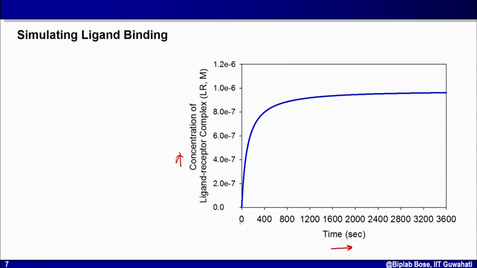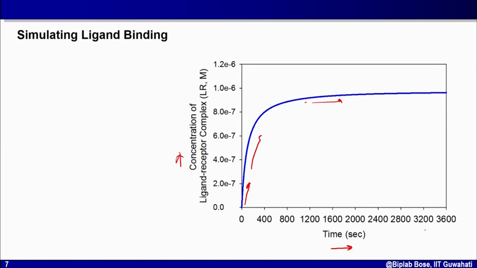As you can see, with increase in time it slowly increases sharply and then reaches a saturation. This is a typical ligand receptor binding curve that you get repeatedly in most ligand receptor systems. And interestingly, you can see here that much before 1 hour, that is 3600 seconds, the system has reached the steady state or equilibrium.